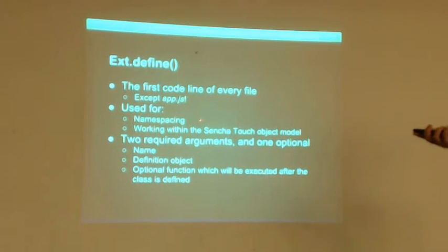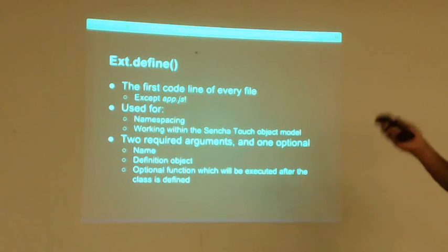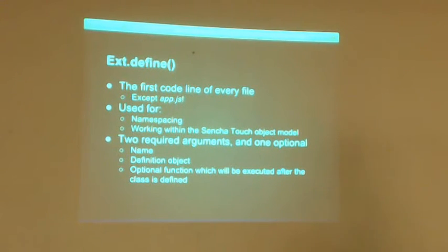So it's especially useful for namespacing, and that's really the only way to do namespacing within Sencha Touch: to create the namespace as the first argument of ext.define, which I'll show you an example of in just a second. So it's got 3 arguments. First is required, which is the name, the fully qualified class name. So if you're making a view, it would be your app.views, whatever view you are creating.